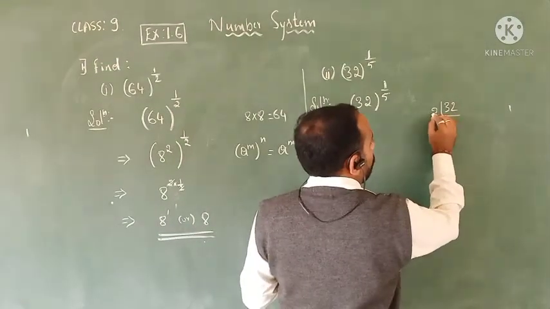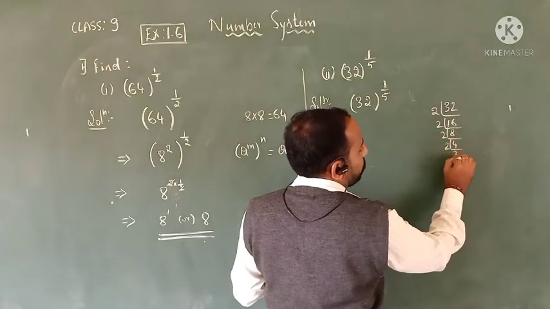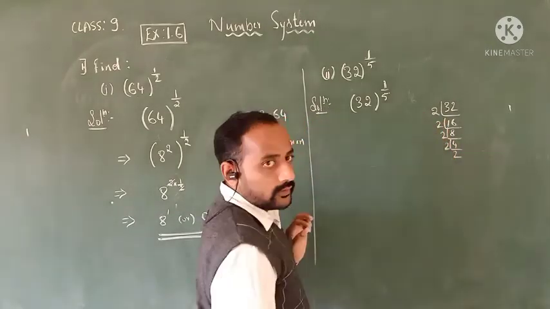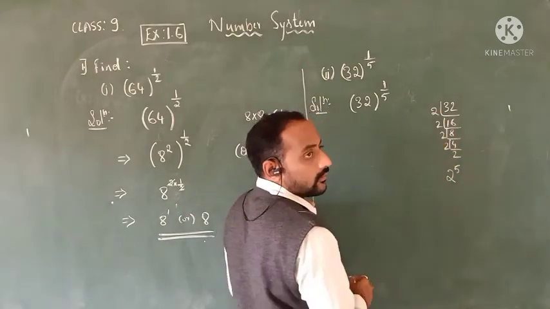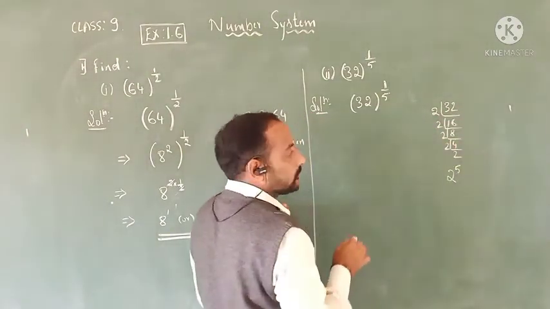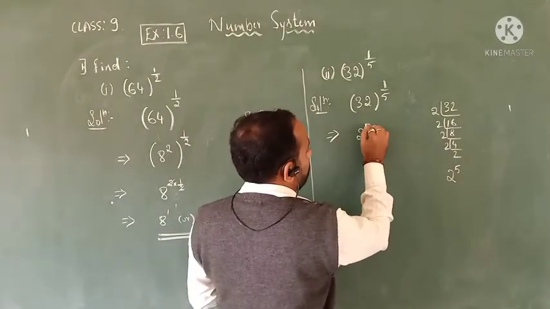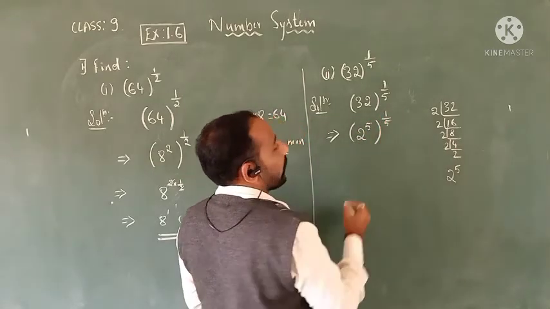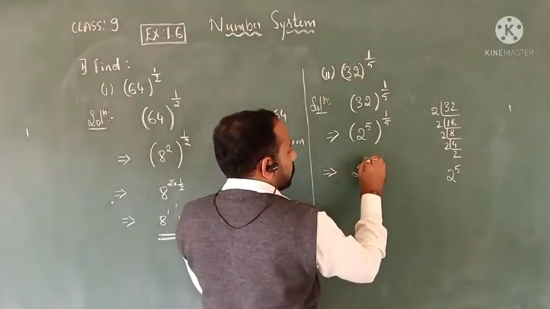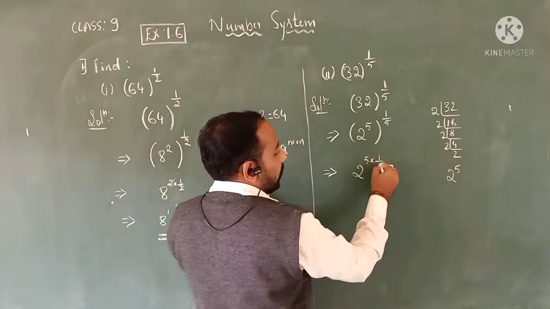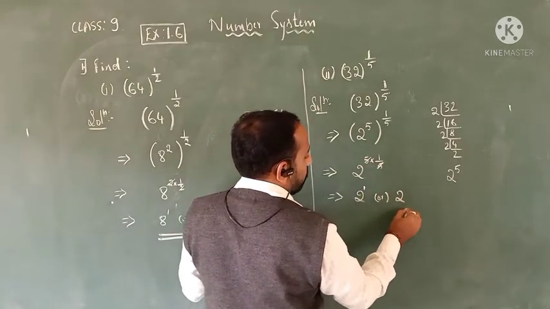So let me take 2. 2 ones are 2, 2 6s are 12, 2 8s are 16, 2 4s are 8, 2 2s are 4, 2 1s are 2, so 1 2 3 4 5. Then 32 I can write as 2 to the power of 5. If I multiply 2 five times, I will get 32. This is another simple way to find it. Then 32 I can write as 2 to the power of 5 whole to the power of 1 by 5. As usual, the same one, 2 to the power of 5 into 1 by 5. 5 will be cancelled and the remaining is 2 to the power of 1, or you can write 2 itself.